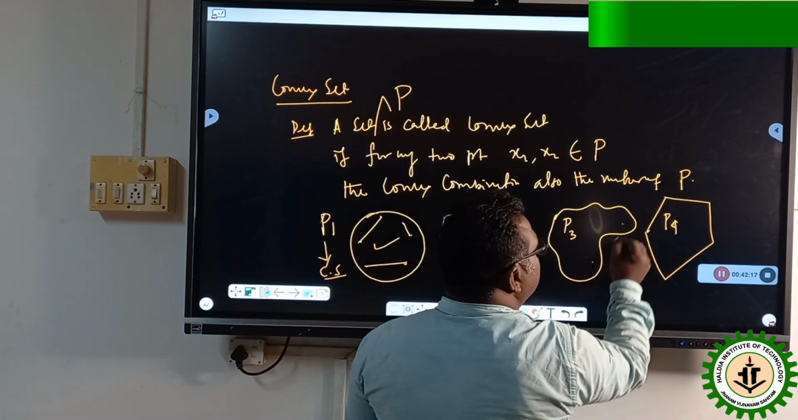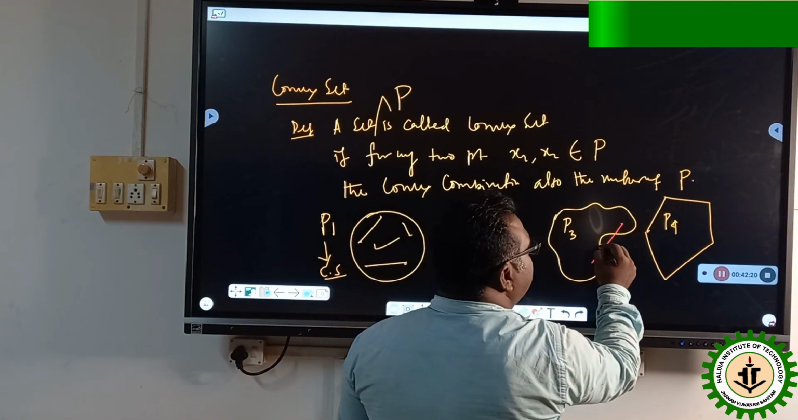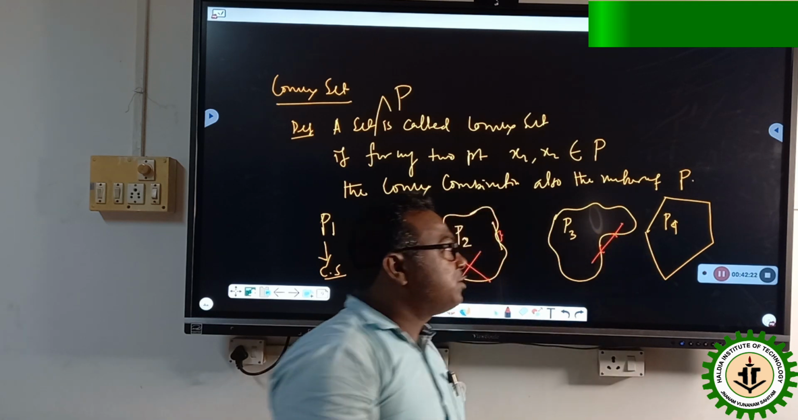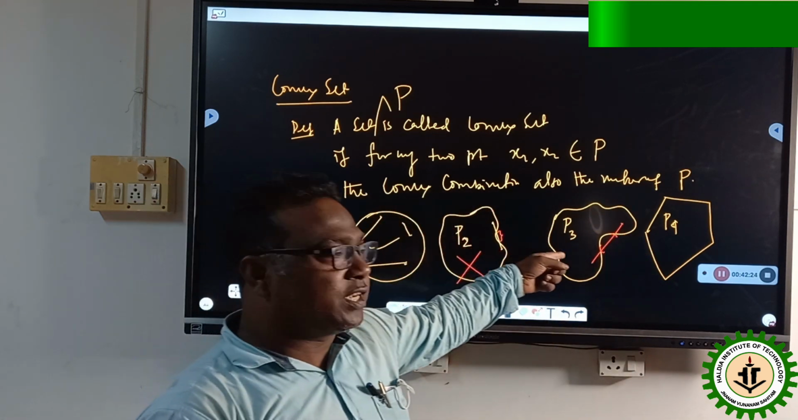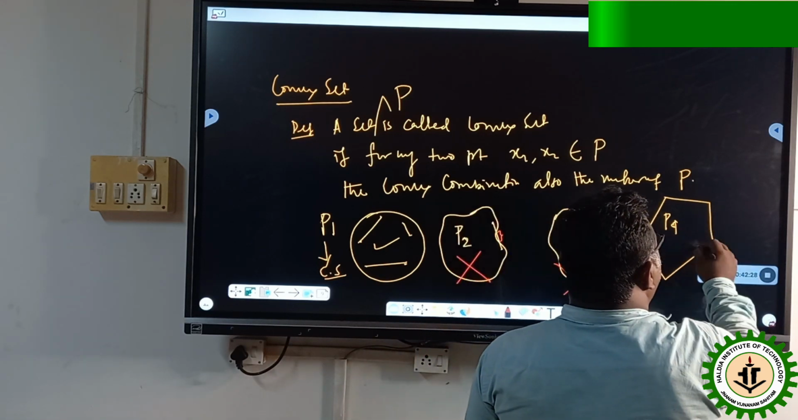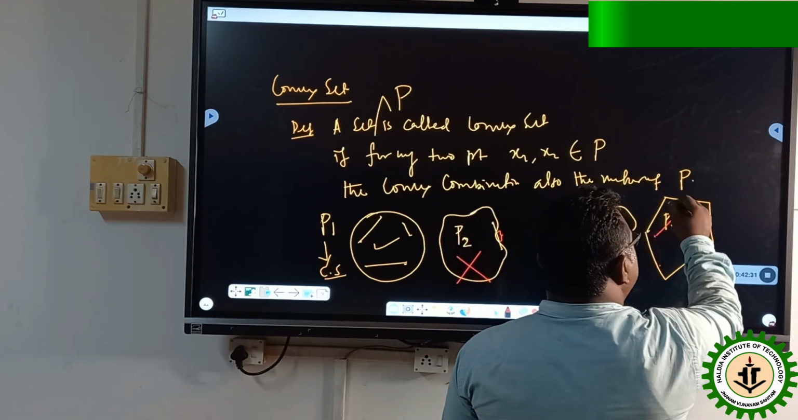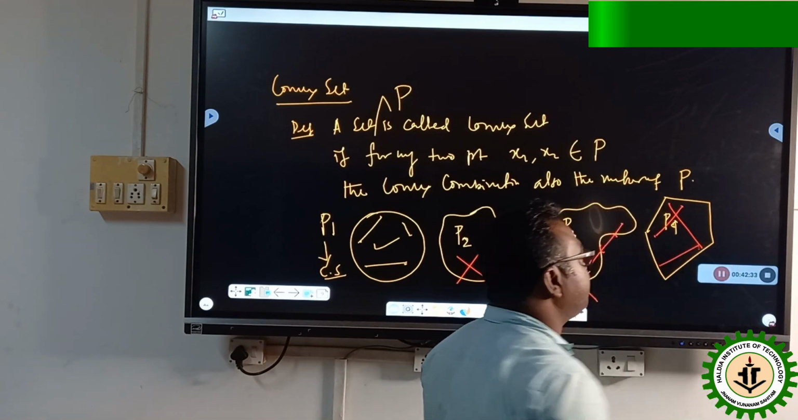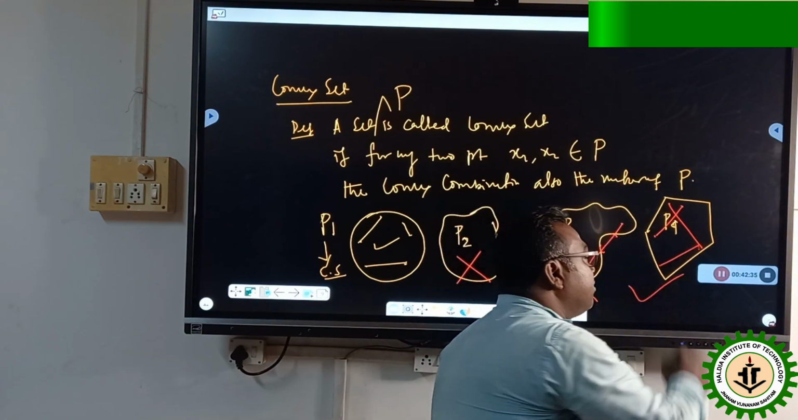Similarly, here also you will get a prominent picture. You can see that this portion does not lie in this set, so this is not a convex set. But here, whatever points you choose, the line joining them always lies within the set. So this is a convex set.